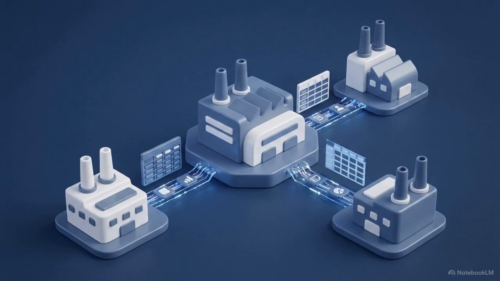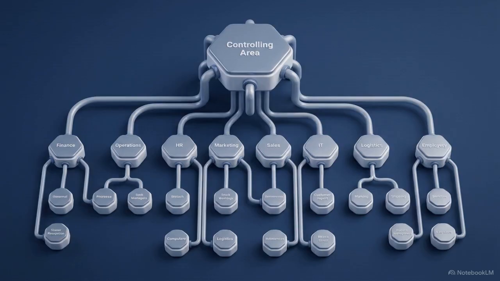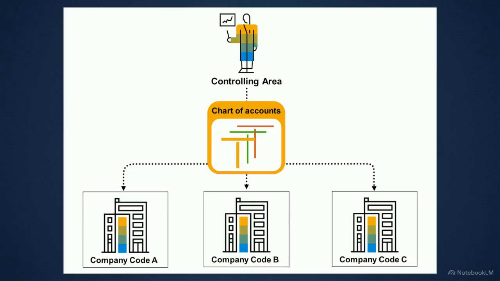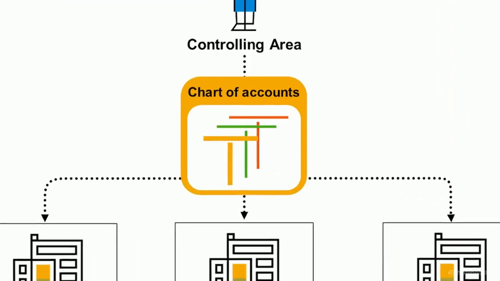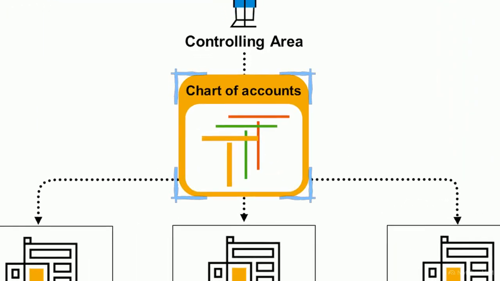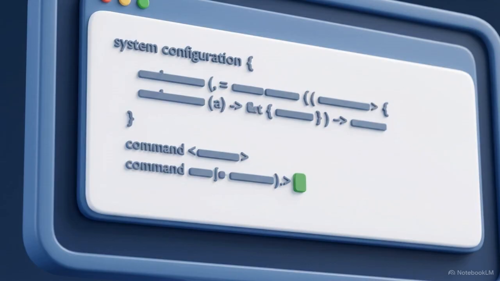Corporate groups must also allocate costs across distinct legal entities located in different countries. The system achieves this through the most critical element in management accounting, the controlling area. This diagram illustrates the relationship. A single controlling area acts as a centralized management umbrella directly above multiple company codes. Crucially, every assigned company code must operate under the exact same chart of accounts. This acts as the mandatory bridge between them. This cross-company assignment is executed in the system using transaction code OX19.